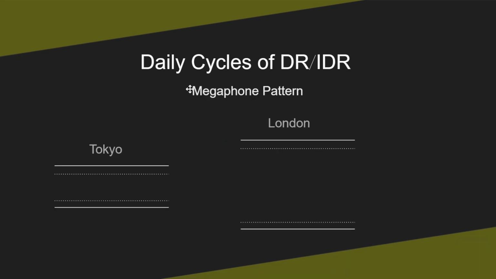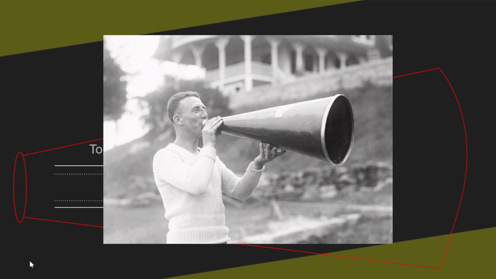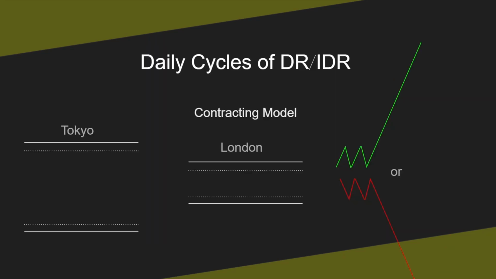The next one is called the Megaphone pattern. That's when the Tokyo session is narrow and the London session DR and IDR ranges are completely above and completely below the Tokyo session ranges. The reason it's called the Megaphone pattern is because it looks like a megaphone from the 1950s. The last one is going to be the contracting model. That's when the Tokyo range is larger than the London range, and the London range of the DR IDR levels live within the Tokyo session.